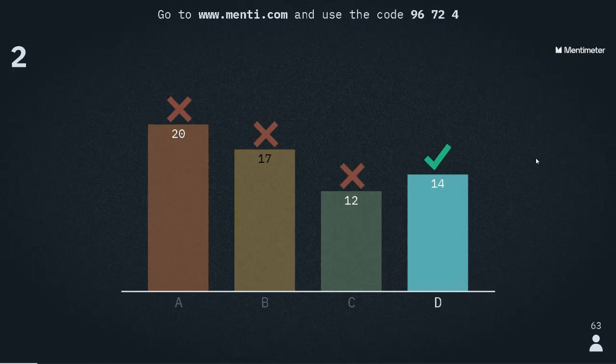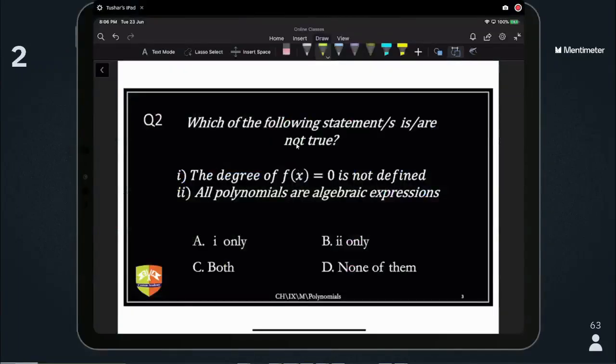So, right. Both the statements were actually true and the question was: which of the following statement is not true? Okay, and both the statements happen to be true. So none of them is a not true statement, right? So the degree of f(x) = 0 is not defined, you know that. Why is the degree of f(x) equals 0 not defined?